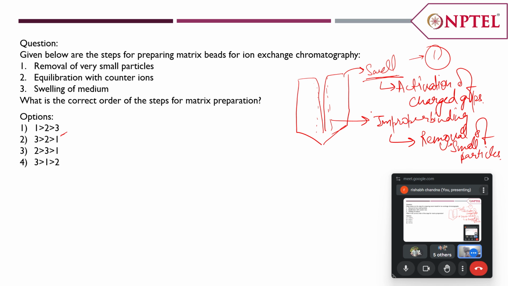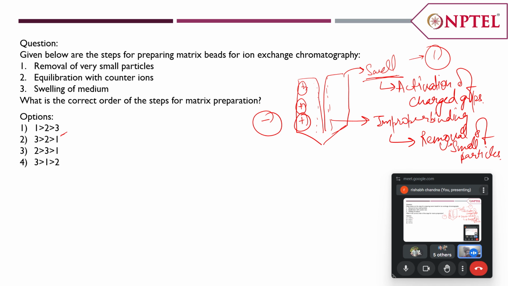Then the last step, what we do, we add the counter ions. Okay, so what are counter ions basically? For example, if you have to separate negatively charged proteins and you have a positive charge on the beads, so we cannot keep this column as it is.